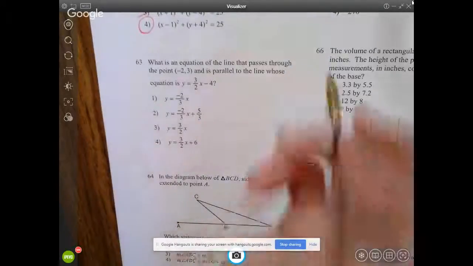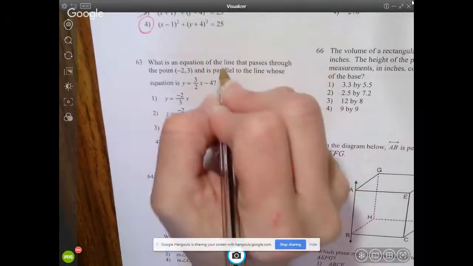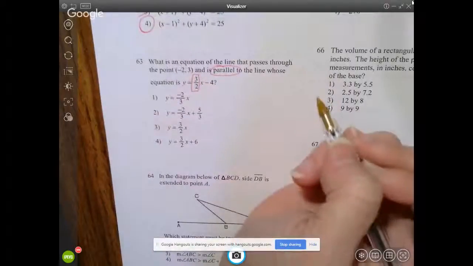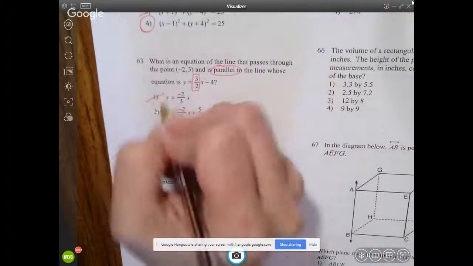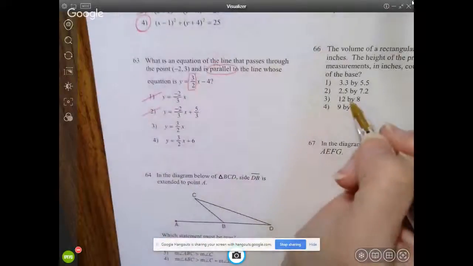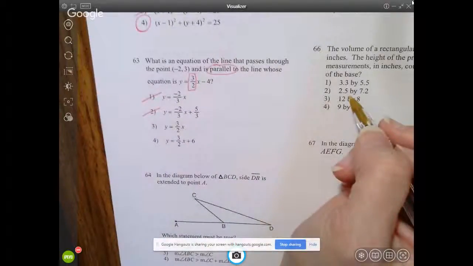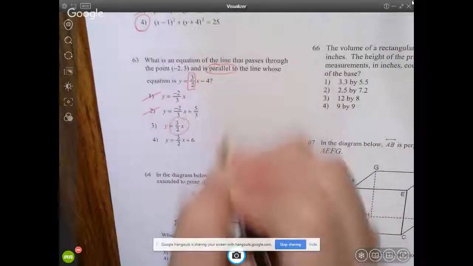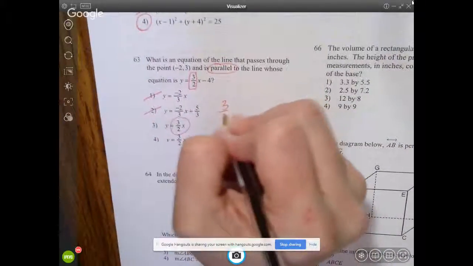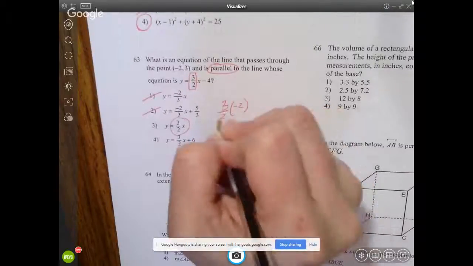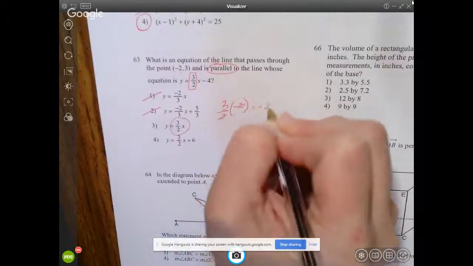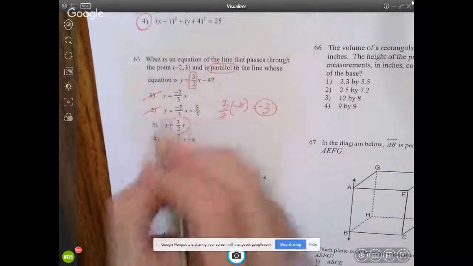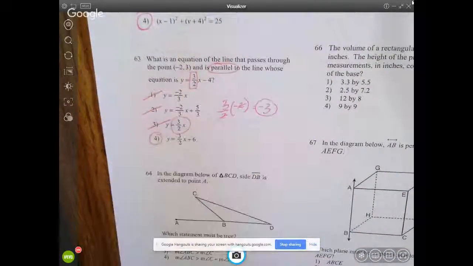Here we go. Here it says parallel. Because it says parallel, I know I have to have the same slope. So I'm going to eliminate 1 and eliminate 2. So I'm left with 3 and 4. It has to go through this point. So I'm going to say, well, what's 3 halves times x? Well, 3 halves times negative 2. These cancel. I'm left with negative 3. Does negative 3 equal positive 3? No. So it's not choice 3. It's got to be choice 4.